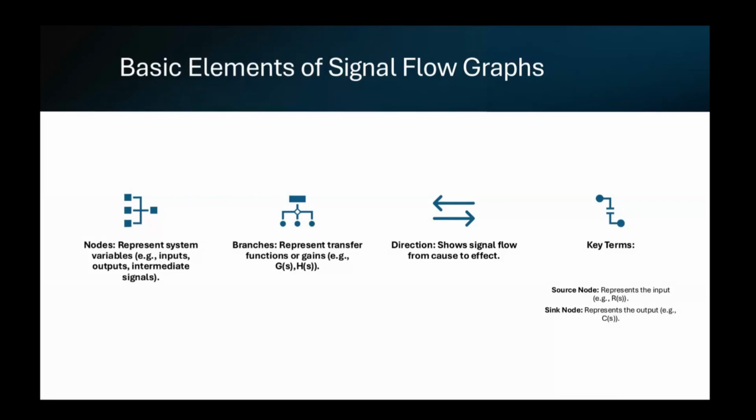So the nodes represent the system variables like input, output, and intermediate signals. The branches represent the transfer functions or gains like G(s), H(s), etc. And the direction shows how the signal flows from cause to effect. The key terms here are the source node, which represents the input, here in our case R(s), and the sink node, which represents the output. In our case, it is C(s).